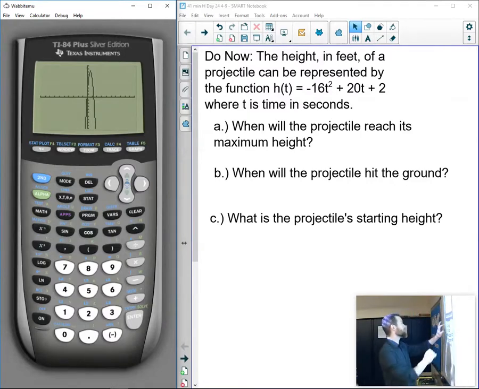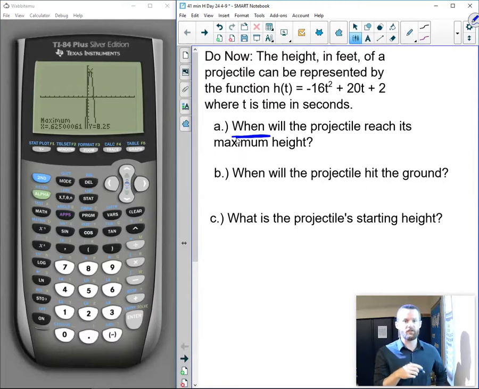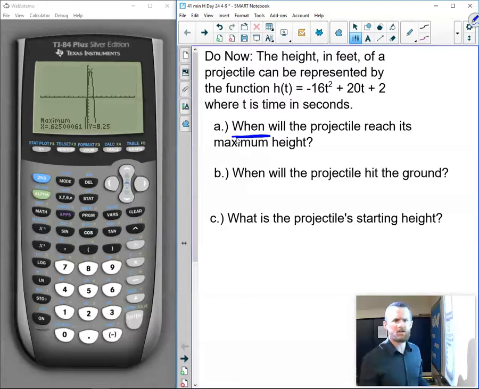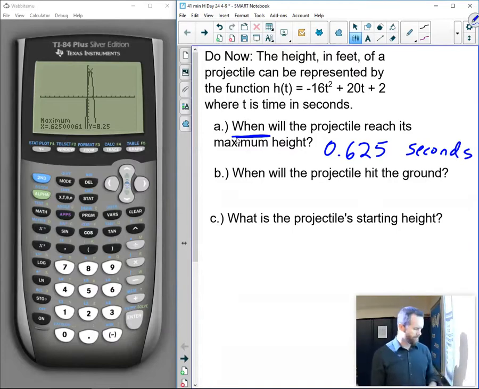Okay, now when will the projectile reach its maximum height? So A is asking about the maximum, so I hit second, calculate, maximum, which is number 4. Then I do my left bound, right bound, hit enter to the left of the maximum, move to the right of the maximum. That's a little bit farther than I needed to go, but whatever. Enter one more time to guess, and it gives us the maximum value of 0.625 and 8.25. But they're asking us when will the projectile reach its maximum height? So they're asking about time. Well, time is on the x-axis here, so that would be at 0.625 seconds. That's when it would reach its maximum height.